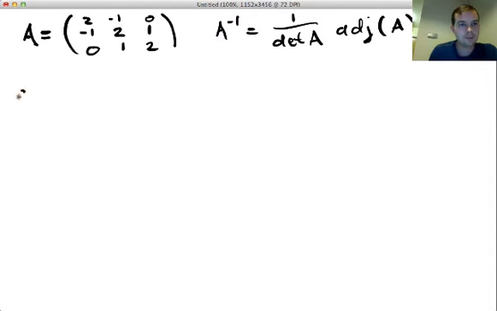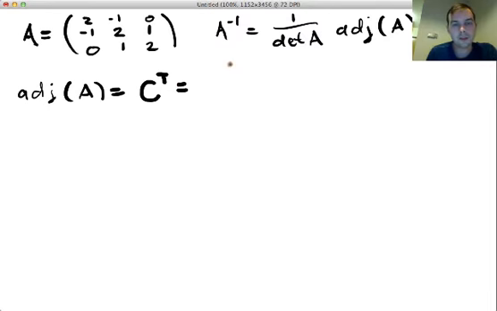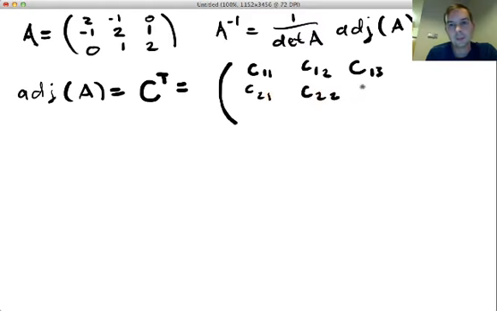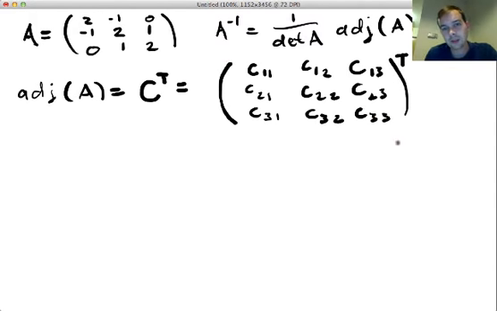The adjugate of A is equal to the transpose of the cofactor matrix. And what is the cofactor matrix? Well, it's going to have these entries C11, C12, C13, C21, C22, C23, C31, C32, C33, and of course the transpose flips this entire matrix along the principal diagonal.